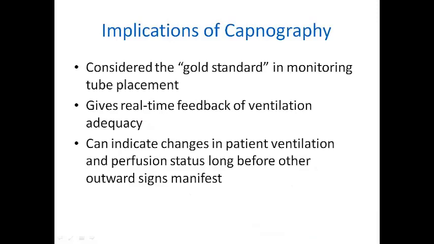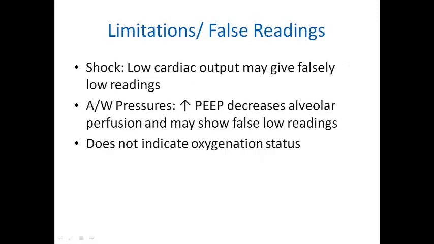Capnography is considered a gold standard in monitoring tube placement initially and also in measuring the maintenance over time. It can give us real-time feedback of ventilation adequacy, whether we're using a BVM, our patient's ventilating on their own, or we have a ventilator attached. An interesting finding in capnography is that when measuring it and trending it over time, providers have found changes in a patient's condition before outward signs and symptoms have manifest. There are some limitations using capnography.